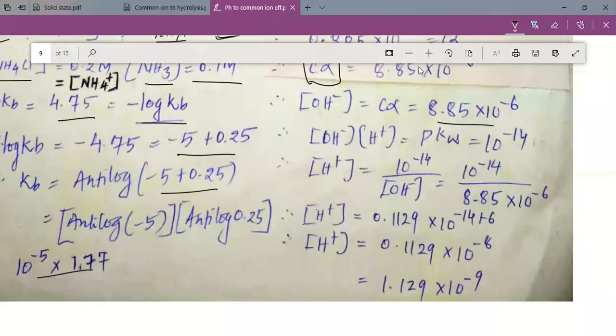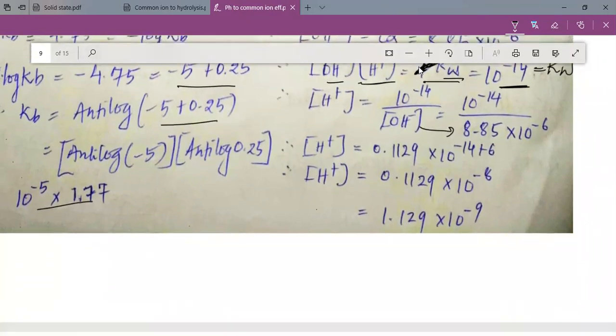We are well aware that OH minus multiplied by H plus concentration is your Kw, and the value of Kw is 10 to the power minus 14. It's a mistake, I have written pKw, actually it is Kw. And therefore the concentration of H plus, my dear students, is equal to 10 to the power minus 14 divided by the concentration of OH minus. So we know that the OH minus concentration is 8.85 into 10 to the power minus 6. So by doing all this calculation, we can find out the concentration of H plus as 1.129 into 10 to the power minus 9.